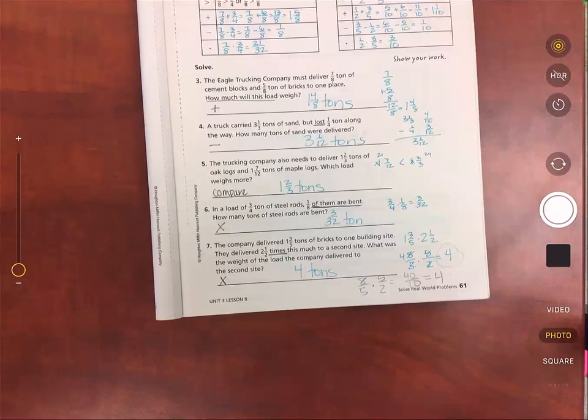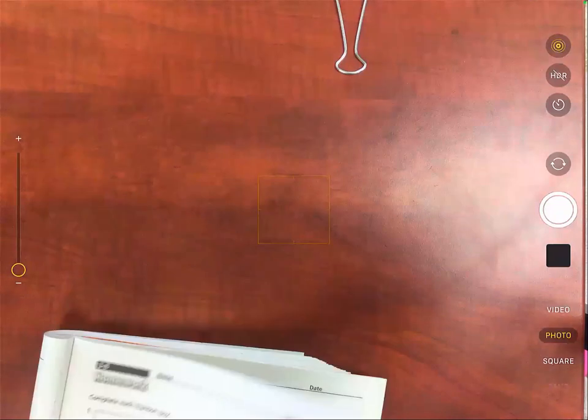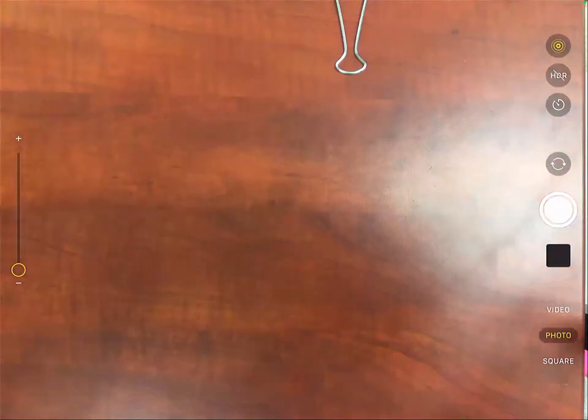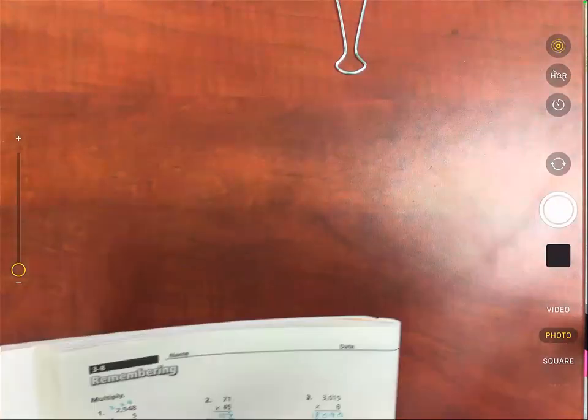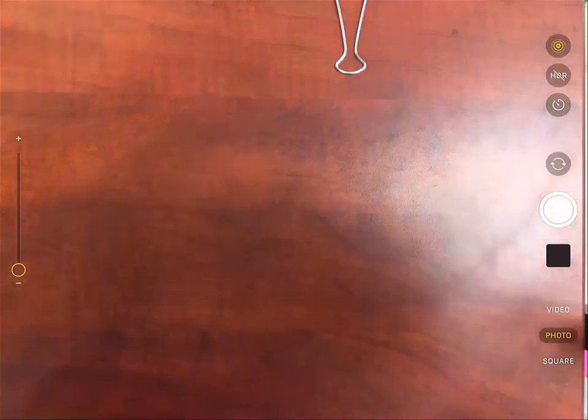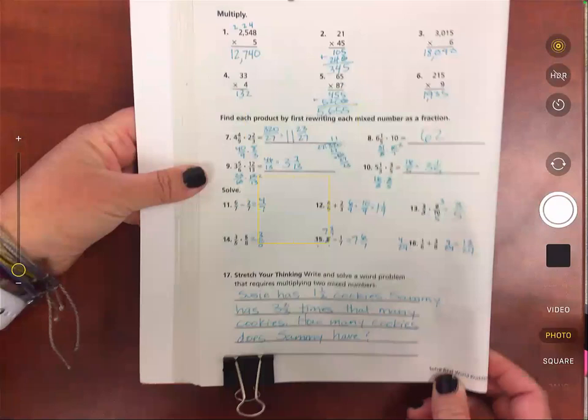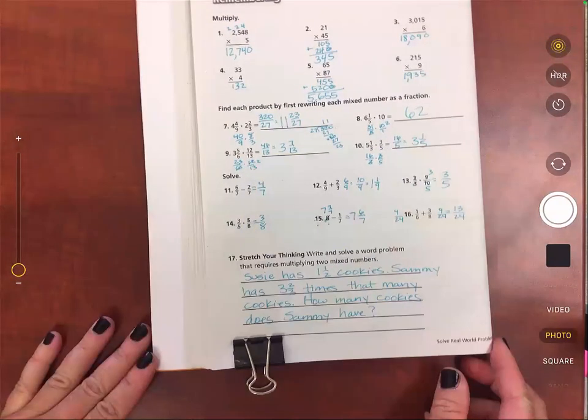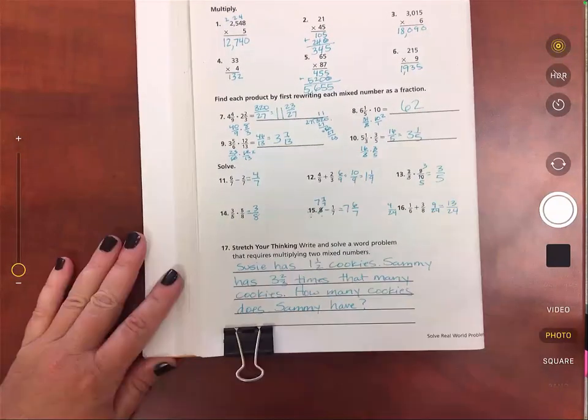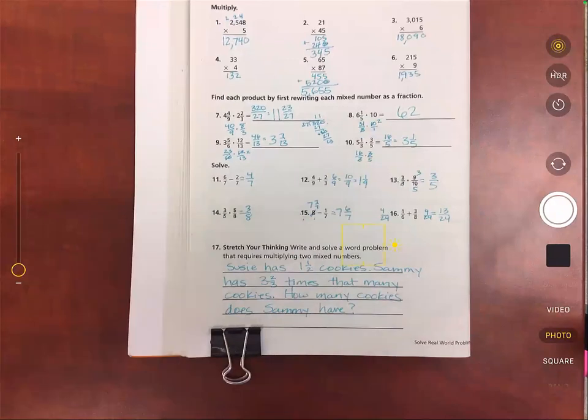All right, let's take a look at the other side. Let me pin it down so it stays closed a little bit more. Your number 17 is more than likely totally different from my number 17, because we had to create our own word problems using mixed numbers.